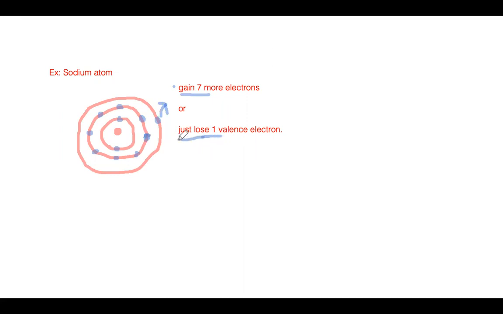Obviously, you would choose losing just 1 electron. You wouldn't go for gaining 7 more electrons. That's not easy when compared to losing 1 electron. So I want to stick with just lose 1 electron.